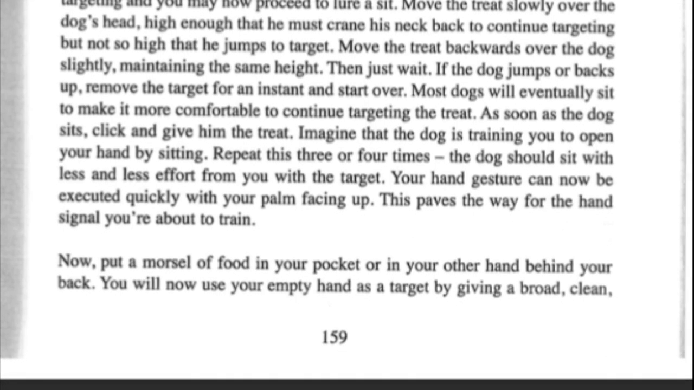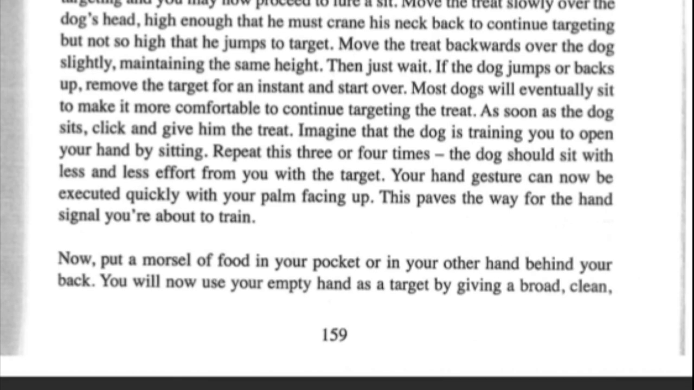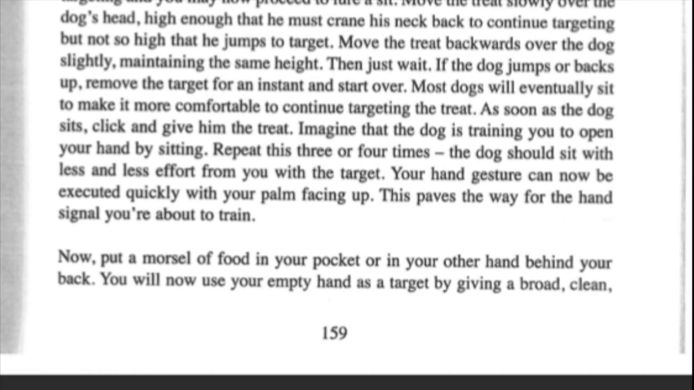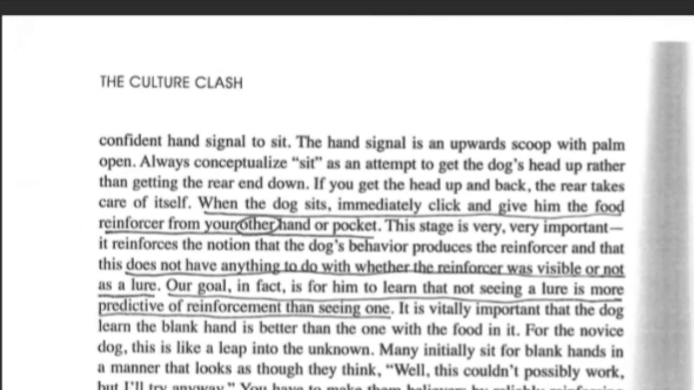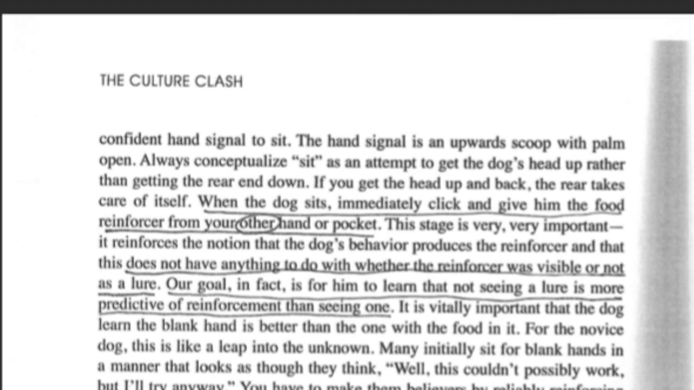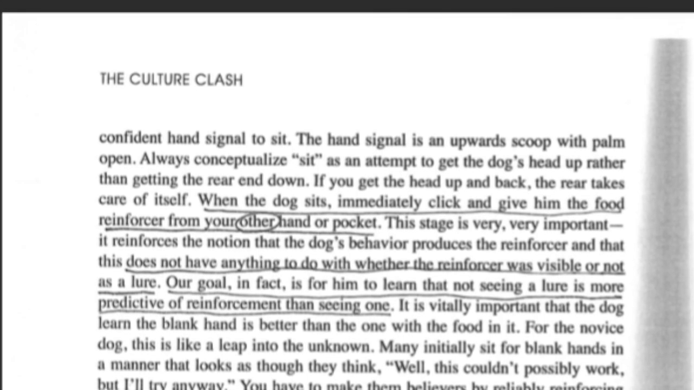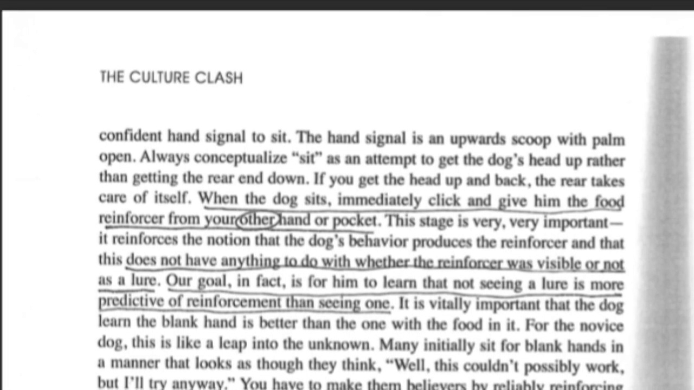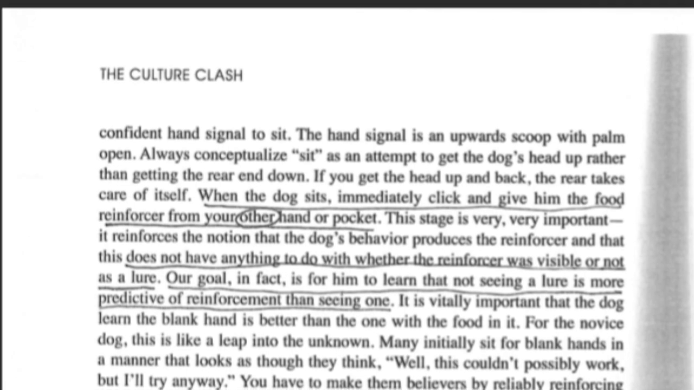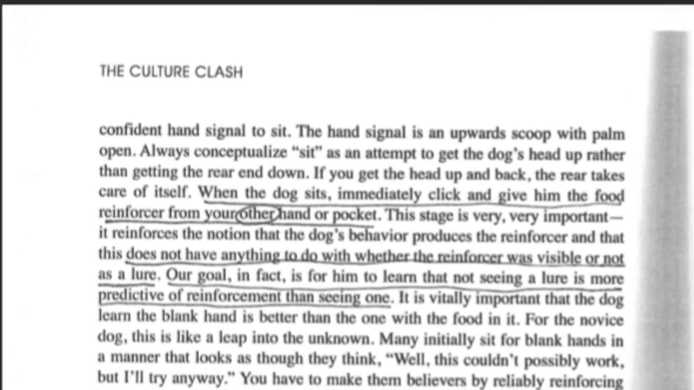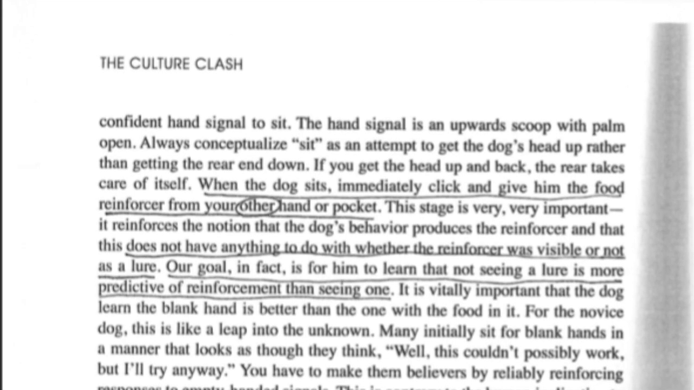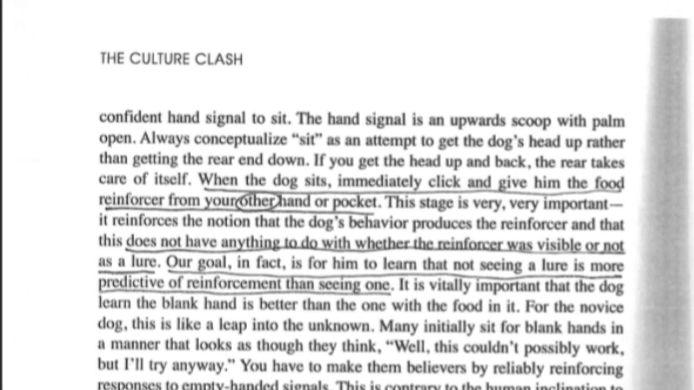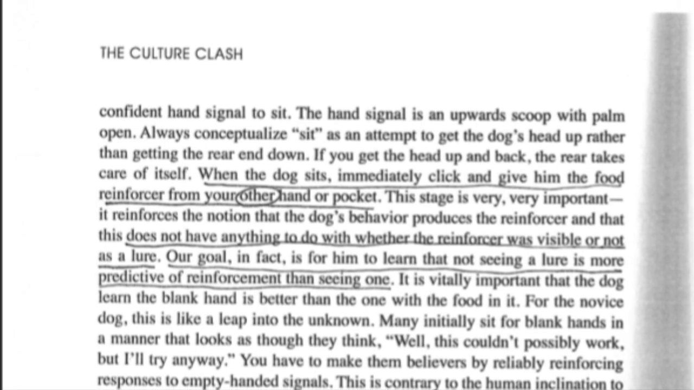Now, put a morsel of food in your pocket or in your other hand behind your back. You will now use your empty hand as a target by giving a broad, clean, confident hand signal to sit. The hand signal is an upward scoop with palm open. Always conceptualize sit as an attempt to get the dog's head up rather than getting the rear end down. If you get the head up and back, the rear takes care of itself. When the dog sits, immediately click and give him the food reinforcer from your other hand or pocket.